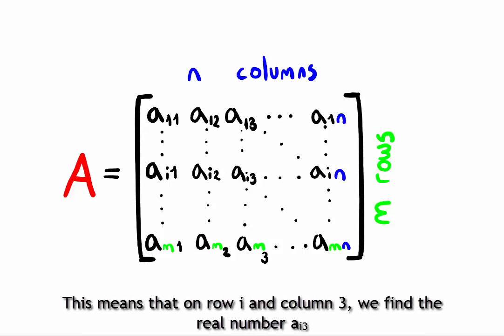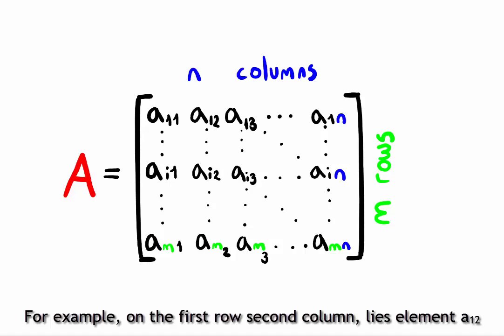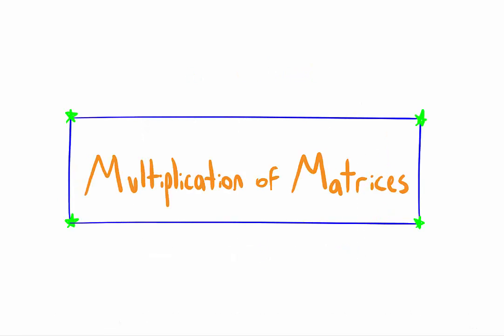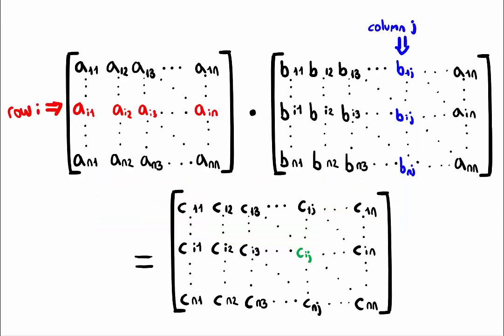This means that on row i and column j, we find the real number aij. For example, on the first row, second column, lies element a12. Now that we know the concept of matrices, we can learn about the multiplication of matrices. Let's look at the multiplication of two matrices.